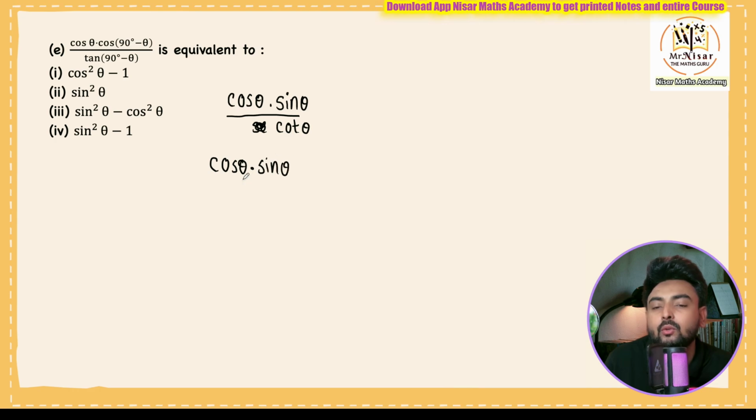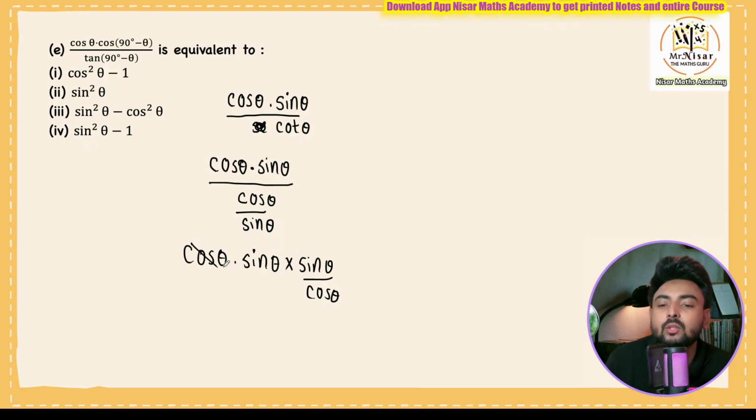What is the formula for cot? Cot is nothing but cos by sin in terms of sin and cos. So cot is cos by sin. When a fraction is in division, what happens? It becomes reciprocal. So it will be cos theta into sin theta upon cos theta. Just take the reciprocal: cos theta by sin theta becomes sin theta by cos theta. So here cos in the numerator and denominator will get cancelled, and sin into sin becomes sin square theta.